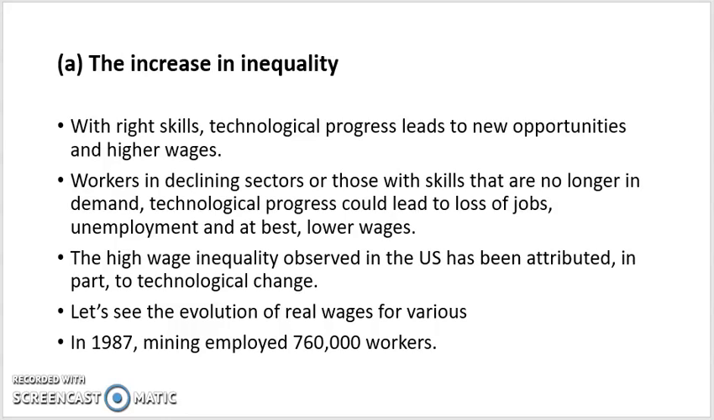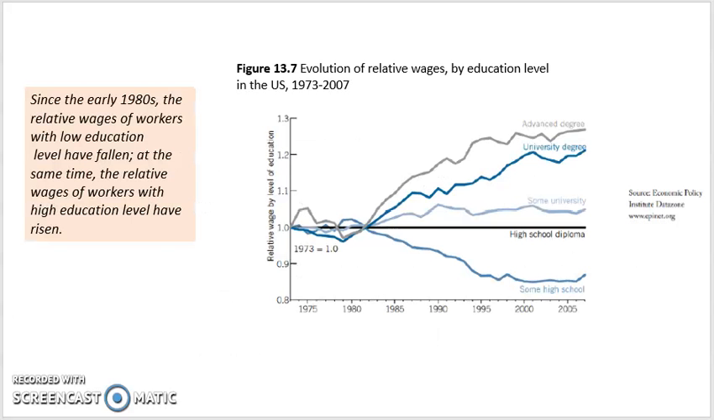In the past 25 years in the United States, we've seen a large increase in wage inequality. Most economists believe that one of the main culprits behind this increase is technological progress. So let's look at the evolution of real wages for various workers by education level. This figure shows the evolution of relative wages for various groups of workers by education level from 1973 to 2007.